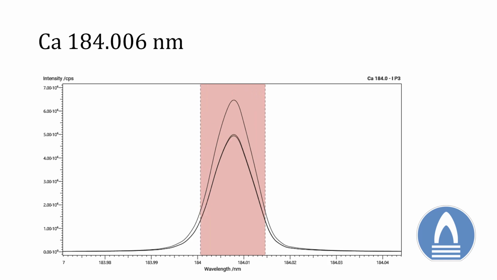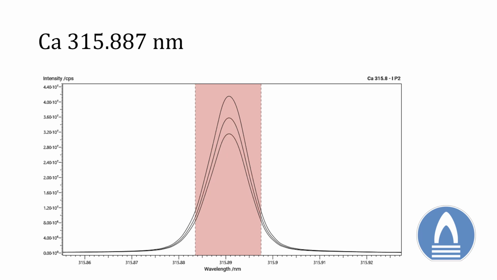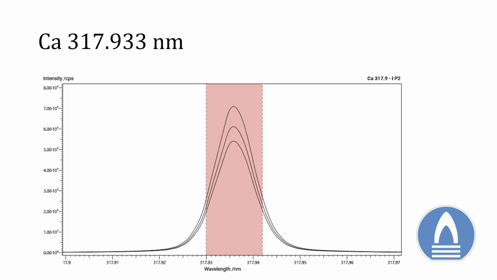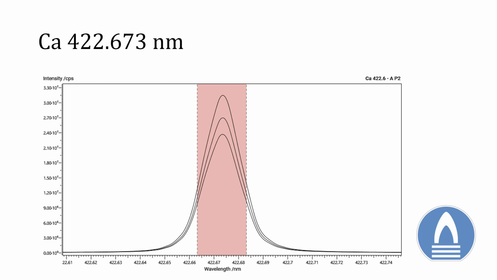Then calcium 184, 315 and 317. Calcium 422. Calcium 393 and 396 were far too sensitive to measure on the ICP. They saturate the detectors.